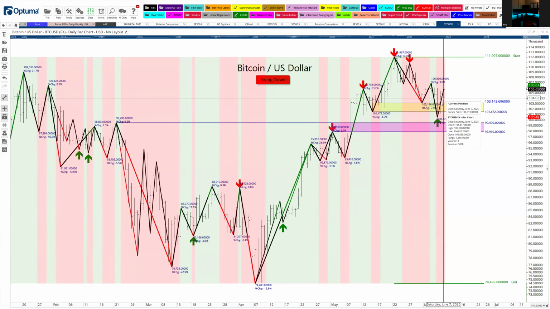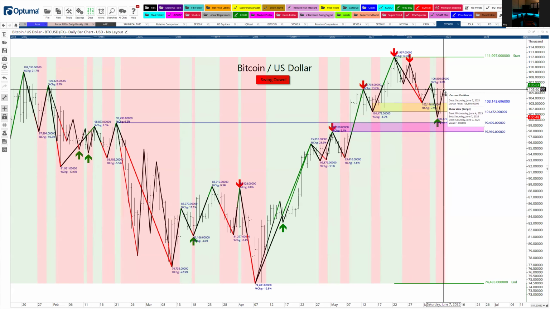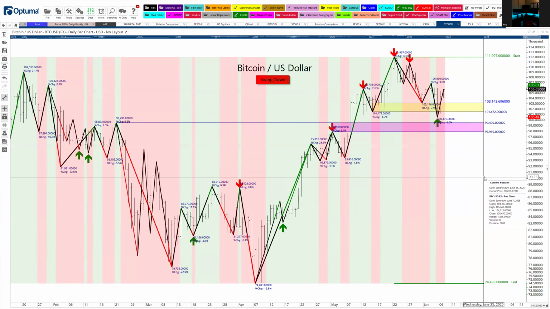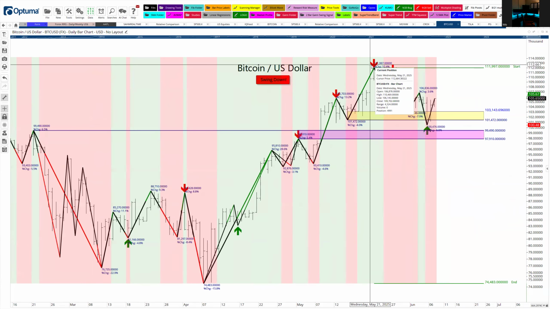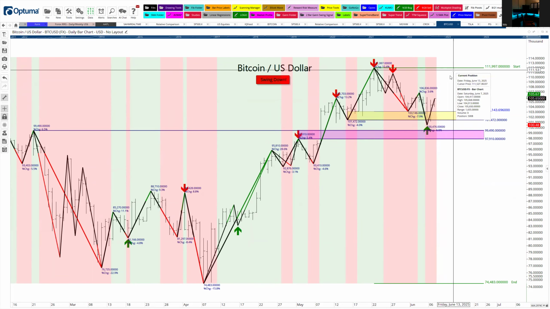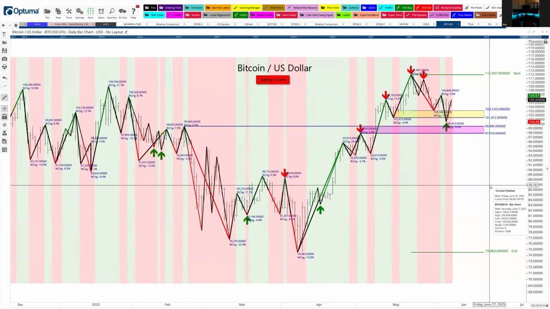So now we got an inside day, and then we got two more. We need one more bar for the swing to turn back up, and then see if it can make room back to the upside. That would be nice. So that's the story on Bitcoin.